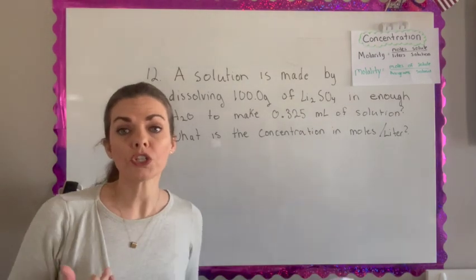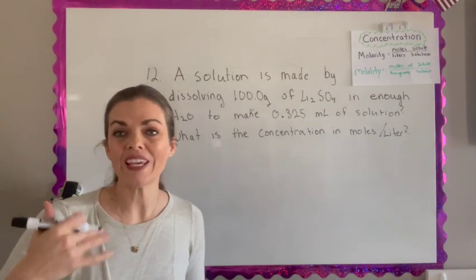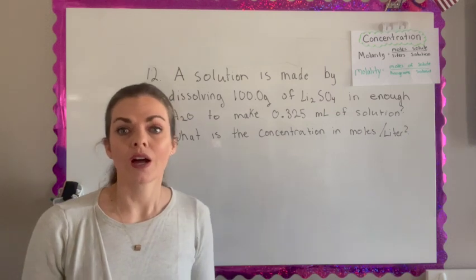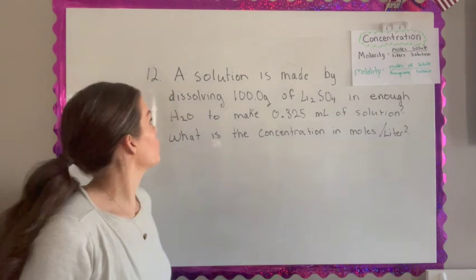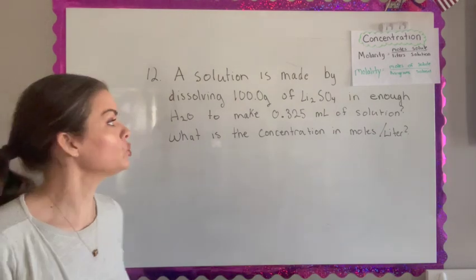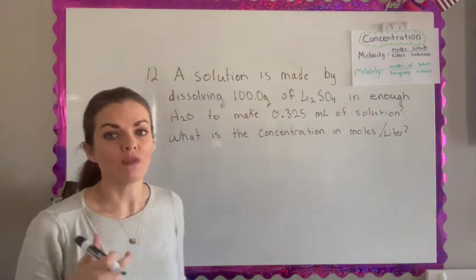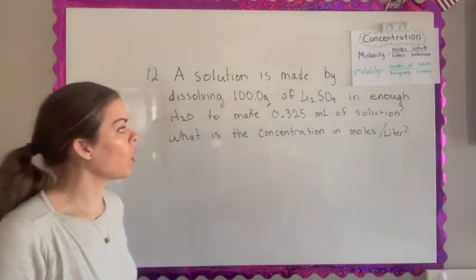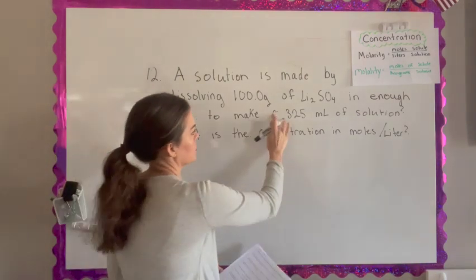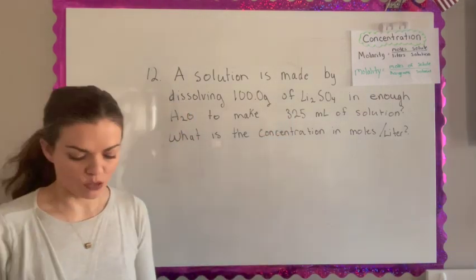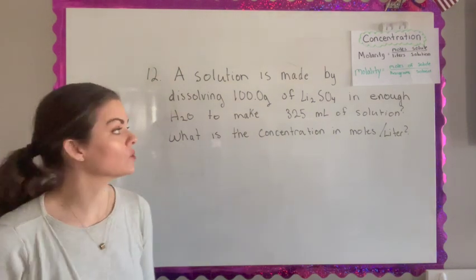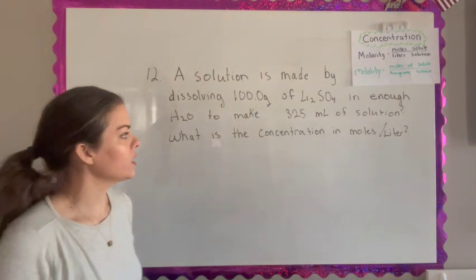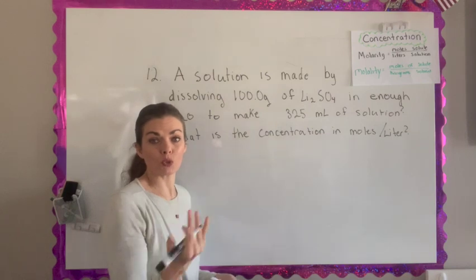So when we start question number 12, we are actually entering concentrations. For this one, it tells me I have a solution, and it's being made by dissolving 100 grams of lithium sulfate in enough water to make 325 milliliters of solution. What is the concentration in moles per liter?